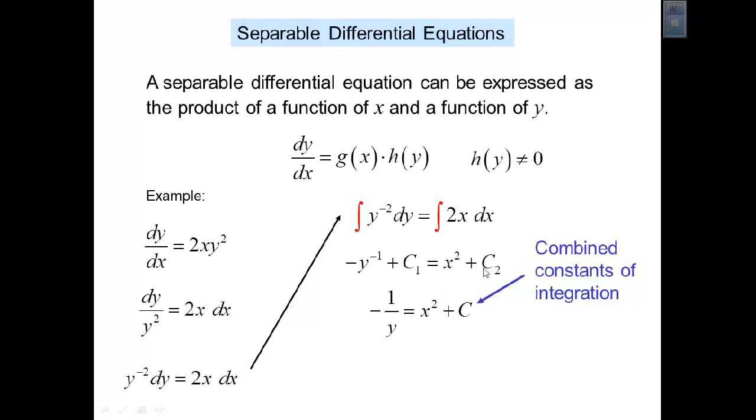So we've just taken these two constants of integration and combined them together. All right, now we want to solve for y, not negative 1 over y. When we're solving these, we're looking to solve for y. So right here, the first thing we're going to do is multiply both sides by a negative.